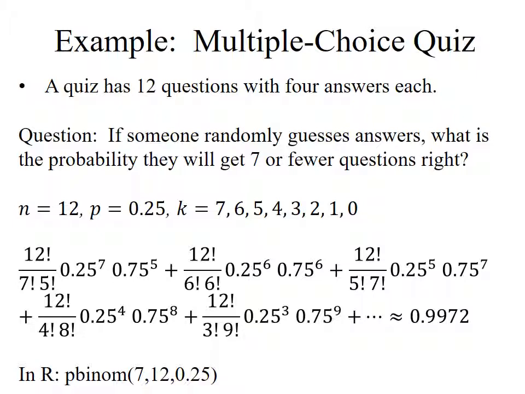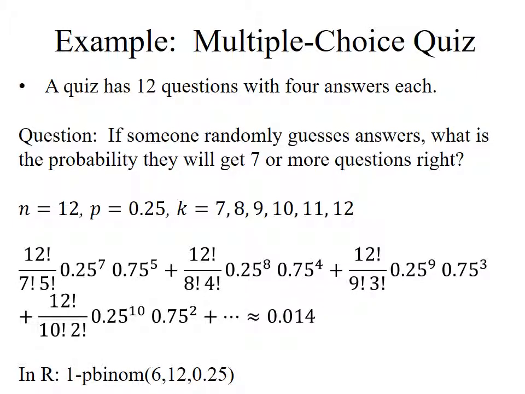Oh my goodness, look at this. R has a command for this. Check it out. In R, the command is pbinom. Remember, the previous one was dbinom, the binomial distribution. Here, pbinom gives us the probability of getting this number of successes or fewer. This just automatically adds them up. All in one command, all in one go. pbinom of 7, 12, 0.25 will calculate that 0.9972 probability all in one go.